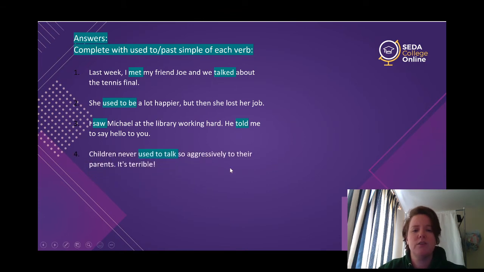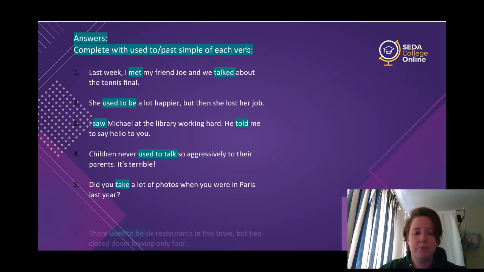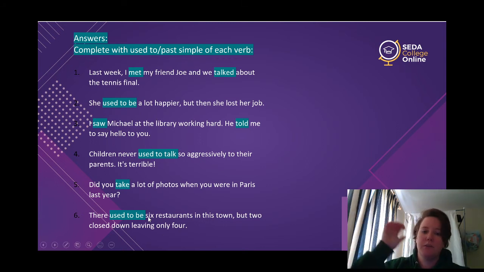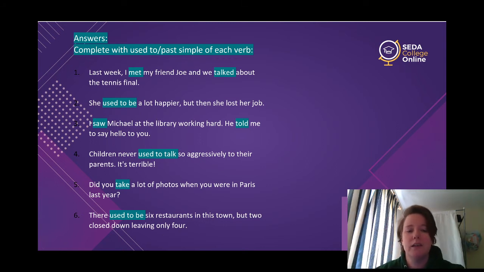Number 4, children never used to talk so aggressively to their parents. It's terrible, especially this part here. We're talking about now, okay? And we're comparing it to the past, but habits in the past. Next one. Did you take a lot of photos when you were in Paris last year? Last year, again, finished action, past simple, finished time. And number 6, there used to be 6 restaurants in this town, but 2 closed down, leaving only 4. So we're talking about in the past, but there used to be, okay? There used to be 6 restaurants, okay?